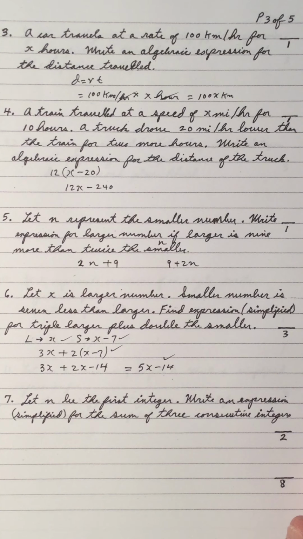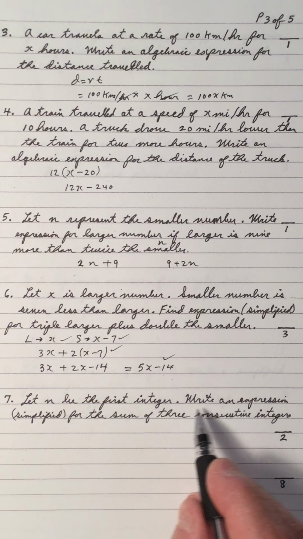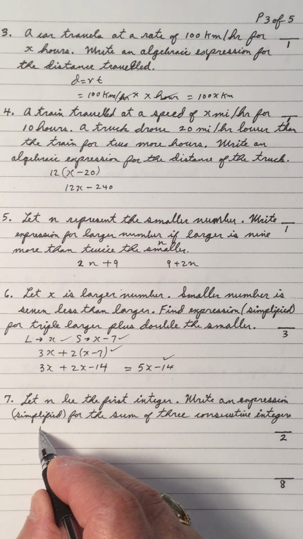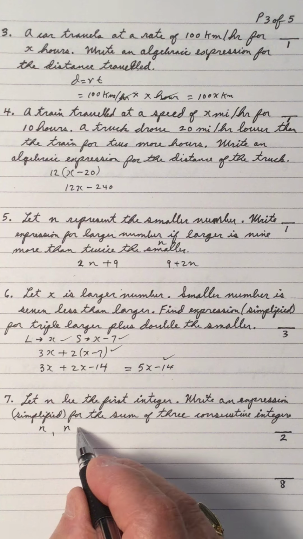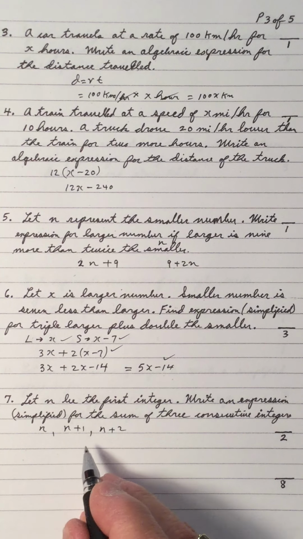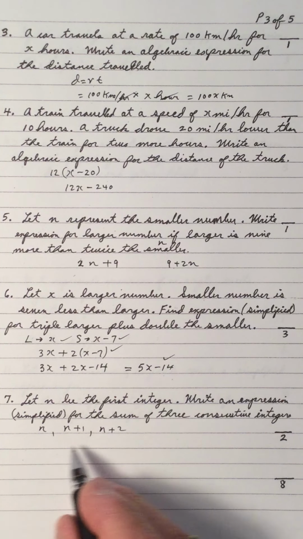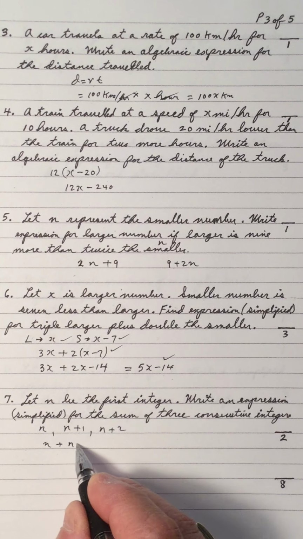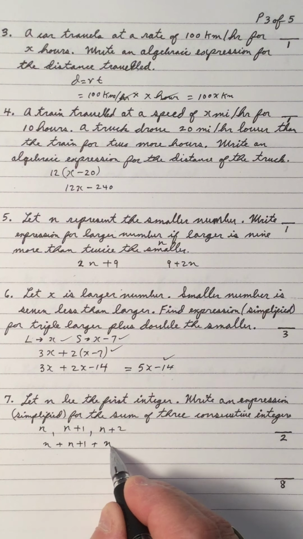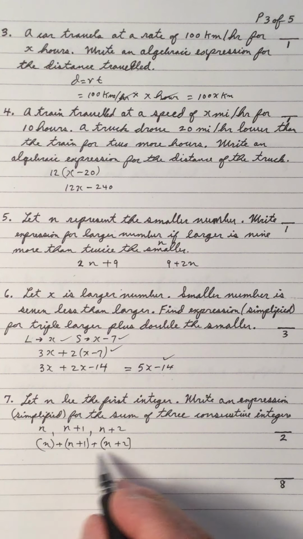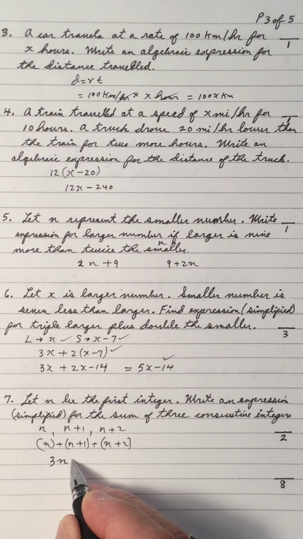Number 7, let n be the first integer. Write an expression simplified for the sum of 3 consecutive integers. So if n is the first one, then the next one is n plus 1, and the next one is n plus 2. They're consecutive integers. And the sum means add, so it's n, add on n plus 1, add on n plus 2. If you want to separate them in brackets like this, go ahead. When you add those, you get 3n plus 3 in simplified form.